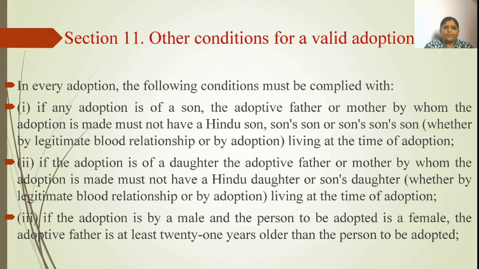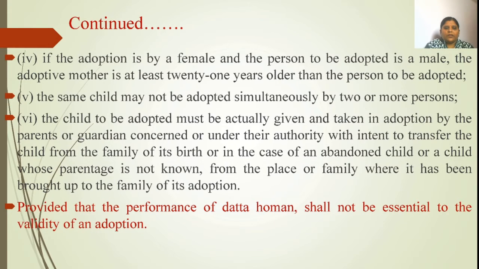Subsection 3 says that if the adoption is by a male and the person to be adopted is a female, then the adoptive father is at least 21 years older than the person to be adopted. Next, if the adoption is by a female and the person to be adopted is a male, the adoptive mother is at least 21 years older than the person to be adopted. Subsection 5 says that the same child may not be adopted simultaneously by two or more persons.